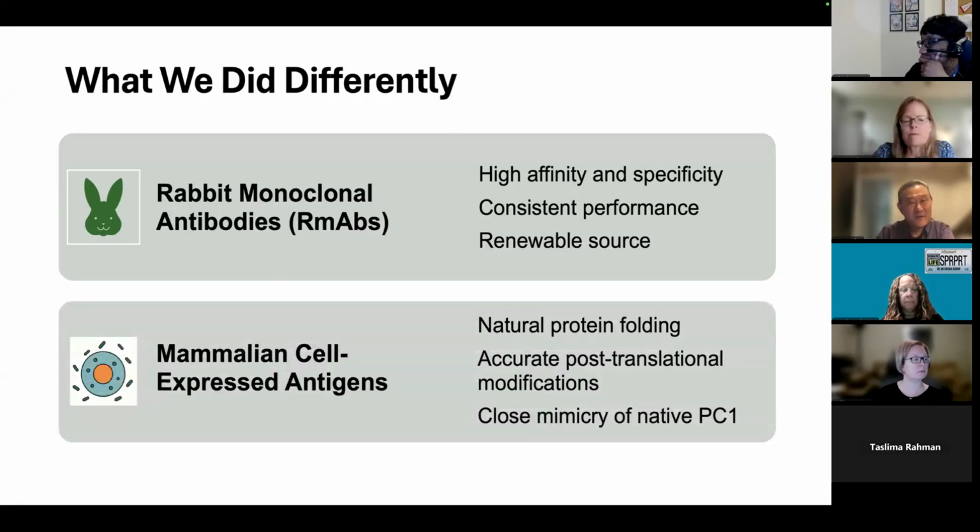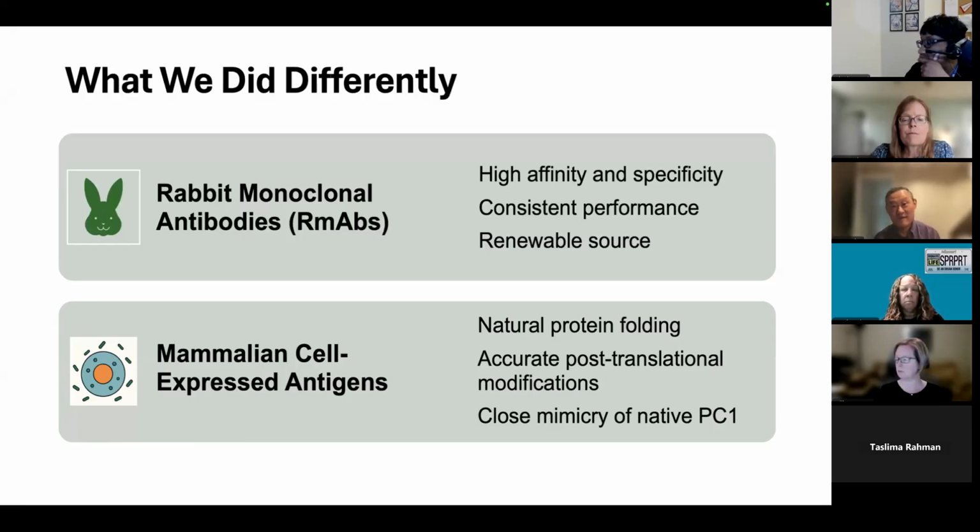The second approach we do differently is we use a different kind of antigen. Instead of E. coli made, which I have said, we made a mammalian cell expressed antigen. So we ask a mammalian cell to make this antigen for us. The reason for that is that the protein made from a mammalian cell is much closer to us than what an E. coli would make.